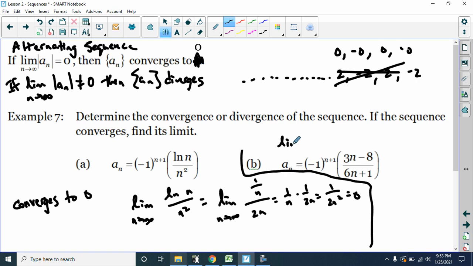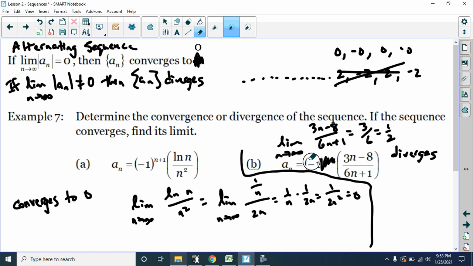This one here, we would evaluate the limit as n goes to infinity of this guy here. Degrees are the same. Divide the leading coefficients. 3 divided by 6, which is 1/2. 1/2 is not 0. Because it is alternating and is not going to 0, it diverges. If it looked like this, then it would converge to 1/2. Alternating sequences will only converge if they're going to 0. That's it for the notes on lesson 2 on sequences.